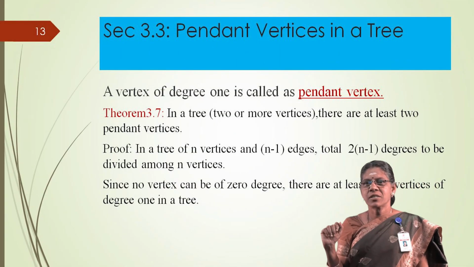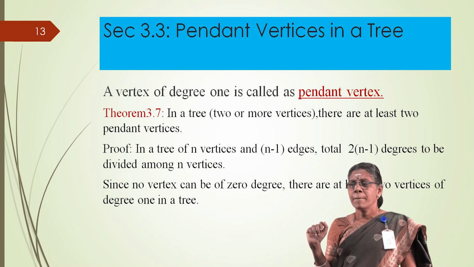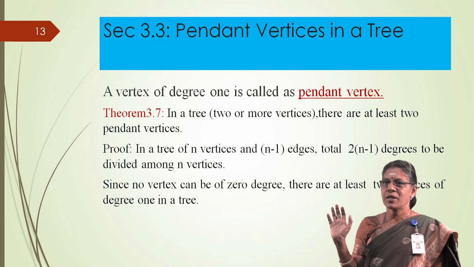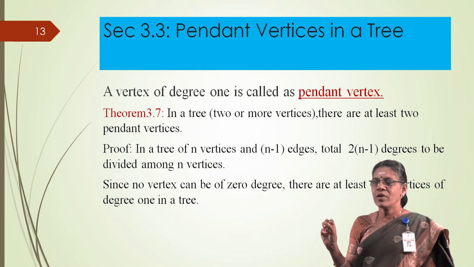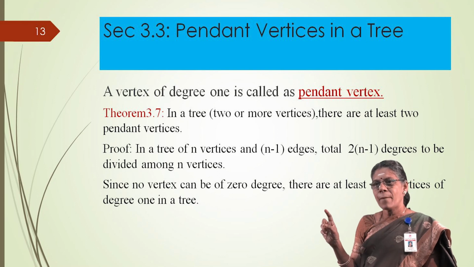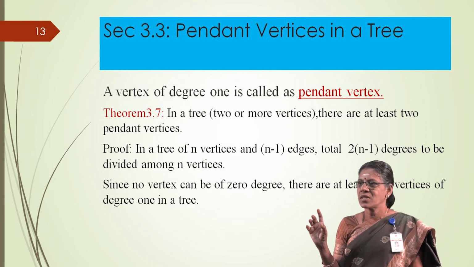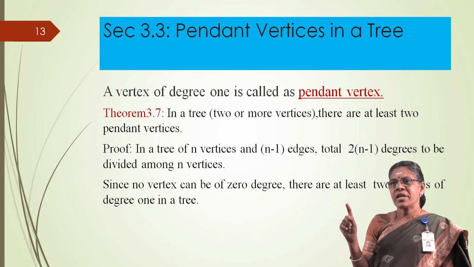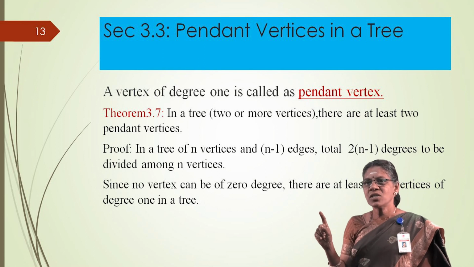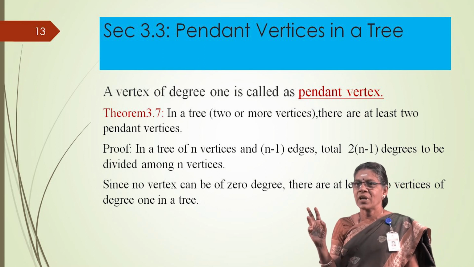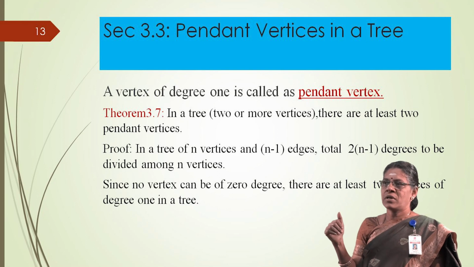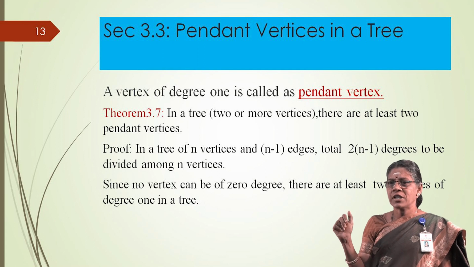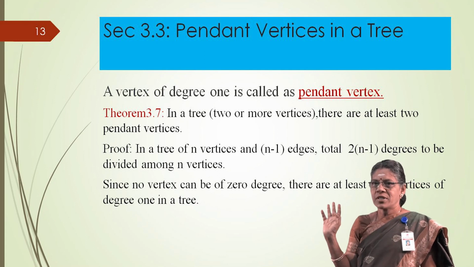Next we see pendant vertices in a tree. What is a pendant vertex? A vertex of degree 1 is called a pendant vertex. We already studied that in a tree there are at least 2 pendant vertices. Now it is stated as a theorem: in a tree with 2 or more vertices, there are at least 2 pendant vertices.